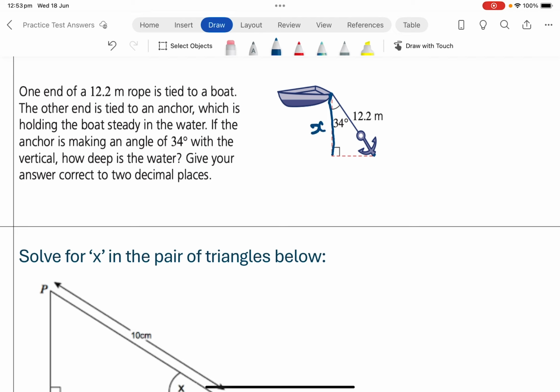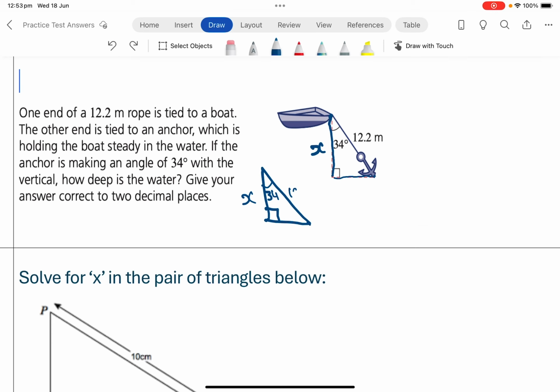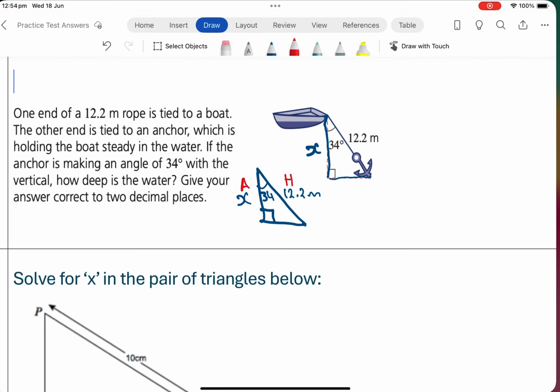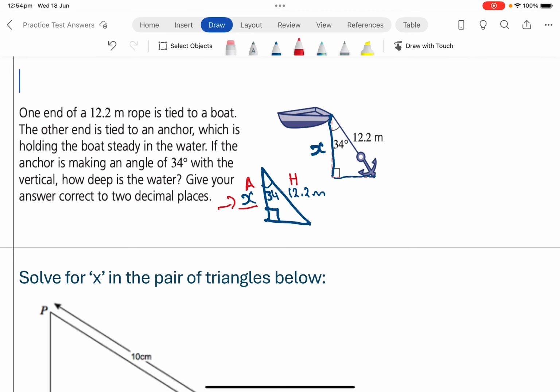They've dotted the line in to make us a triangle there. So I'm going to redraw this so that it looks like some of the triangles we're a little more familiar with. This angle in here is 34, and then we have 12.2 meters out here. Labeling this diagram, diagonally opposite to the right angle is the hypotenuse, and adjacent to 34, we have x. With A and H, we're going to be using cosine, and I'm trying to solve for the adjacent side because we have x there.